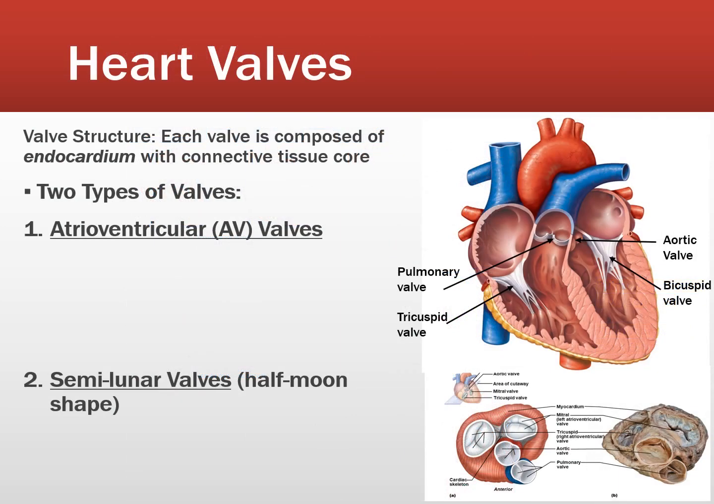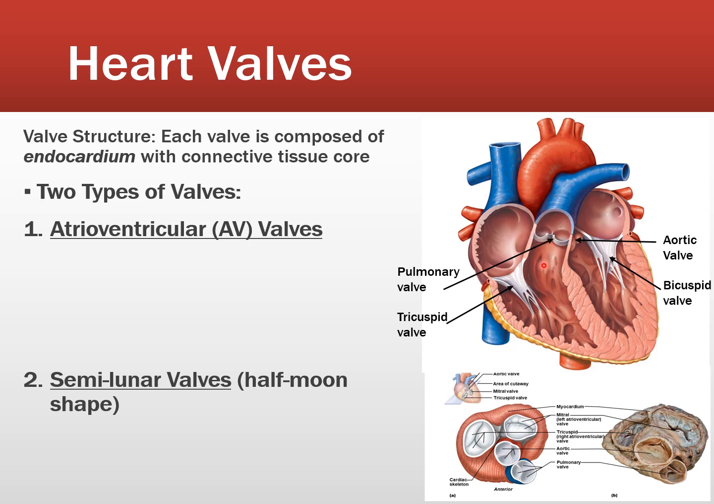So we've talked a little bit about the heart valves already, but what are the valves made up of? Well, they have a connective tissue core called the cardiac skeleton, and we'll talk a little bit more about that later. And then the flaps of the valves, or the cusps of the valves, are made up of the endocardium. So remember that lining of the heart, and that's the endocardium, and that's going to continue to make up these cusps or these valves. Okay.